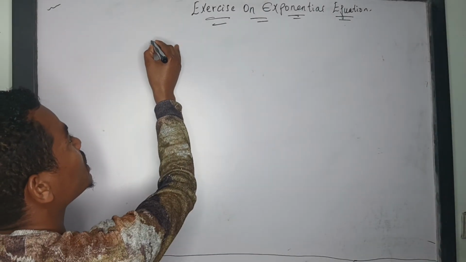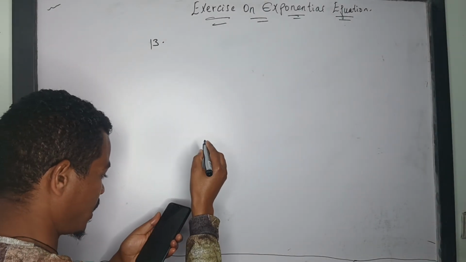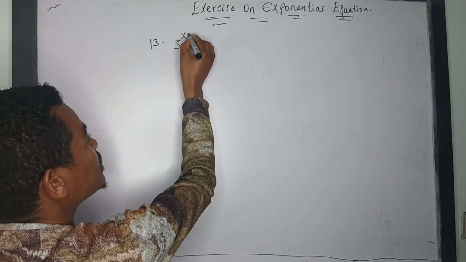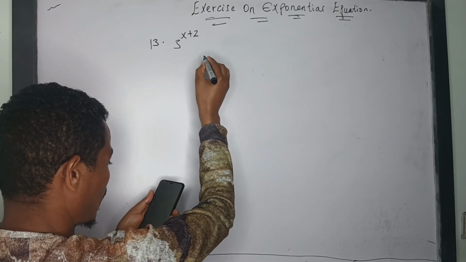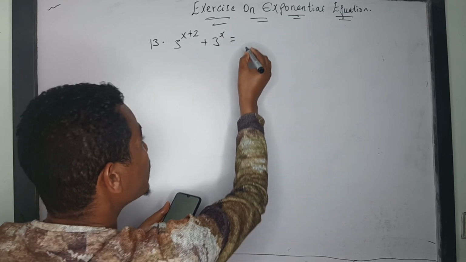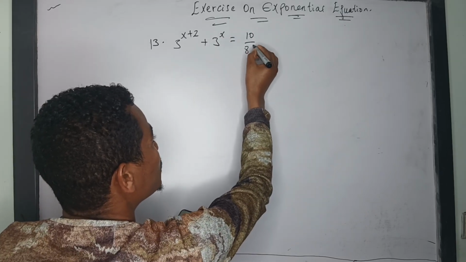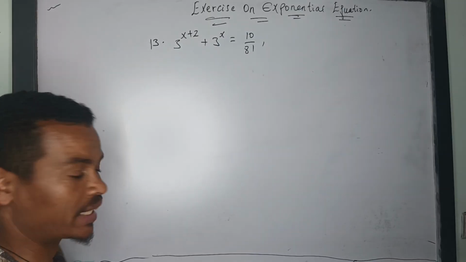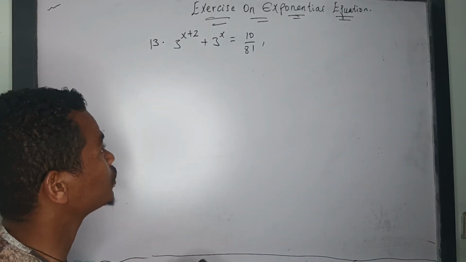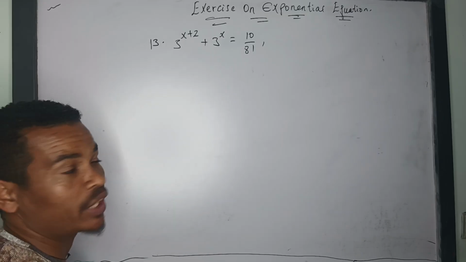Okay, question number 13. If 3 to the power of x plus 2, plus 3 to the power of x is equal to 10 over 81, then what's the value of x? So a 4, b minus 4, c 3, d 2. So in an exponential equation, how do we solve it?